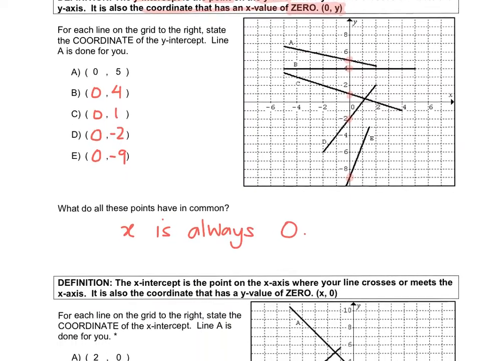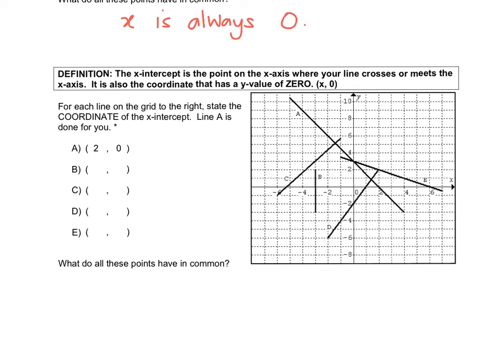Now let's look at the same information, but we are going to replace y-intercept with x-intercept. An x-intercept is a point where the line crosses the x-axis. So let's look at all these lines again and highlight all their x-intercepts.